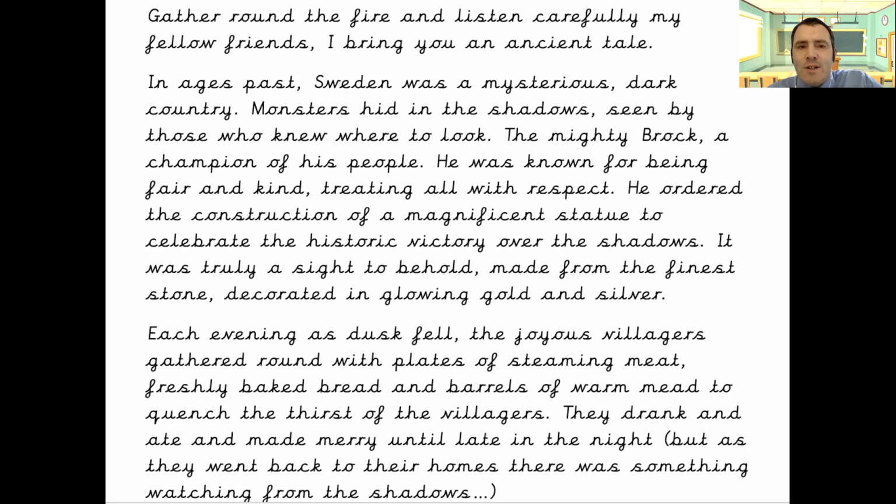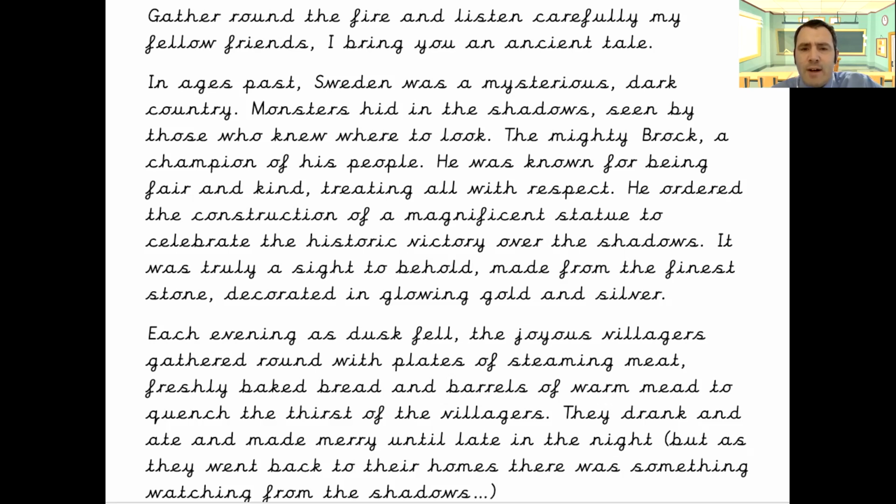I bring you an ancient tale. In ages past, Sweden was a mysterious, dark country. Monsters hid in the shadows, seen by those who knew where to look. The mighty Brock, a champion of his people. He was known for being fair and kind, treating all with respect. He ordered the construction of a magnificent statue to celebrate the historic victory over the shadows. It was truly a sight to behold, made from the finest stone, decorated in glowing gold and silver.